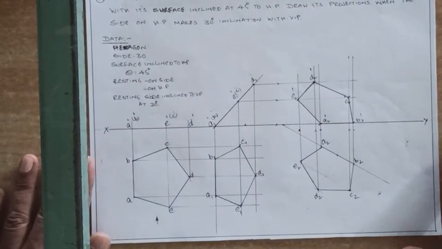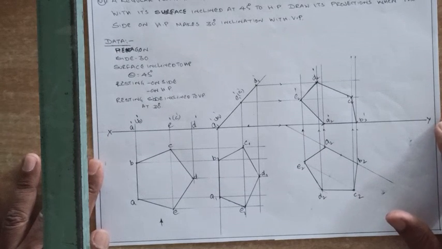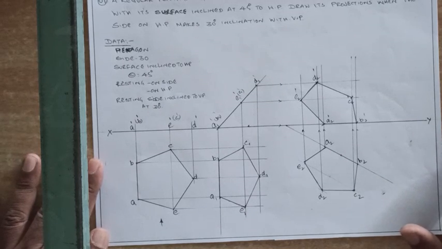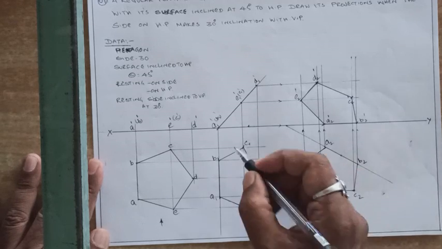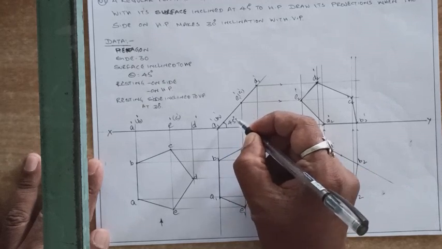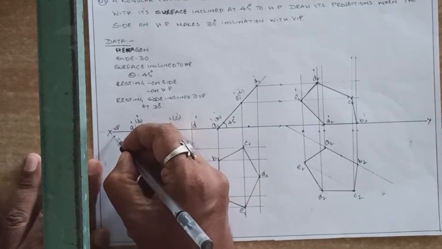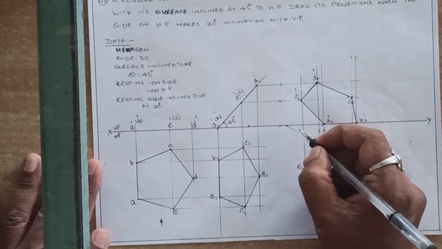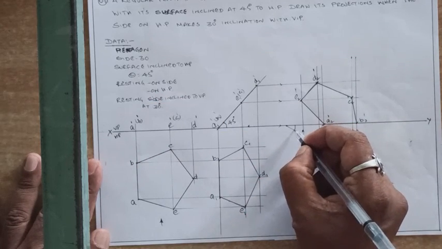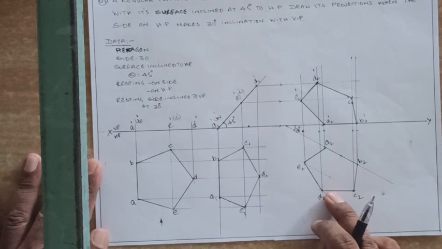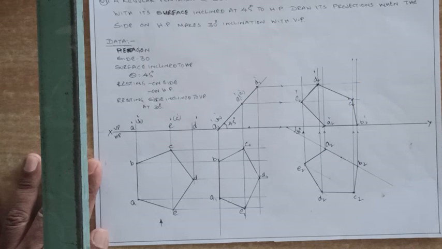So now the problem was a pentagon of 30 mm side resting on HP on one of its sides, with the surface inclined at 45 degrees to HP, and the resting side making an angle of 30 degrees with VP. You can see here the surface is making an angle of 45 degrees with HP. That means you are getting inclination in VP. That means the condition is correct. Then finally, it's one of the sides, the AB side, we are taking. That AB side is inclined at 30 degrees to VP. That means you are getting inclination in HP. That condition is also correct.